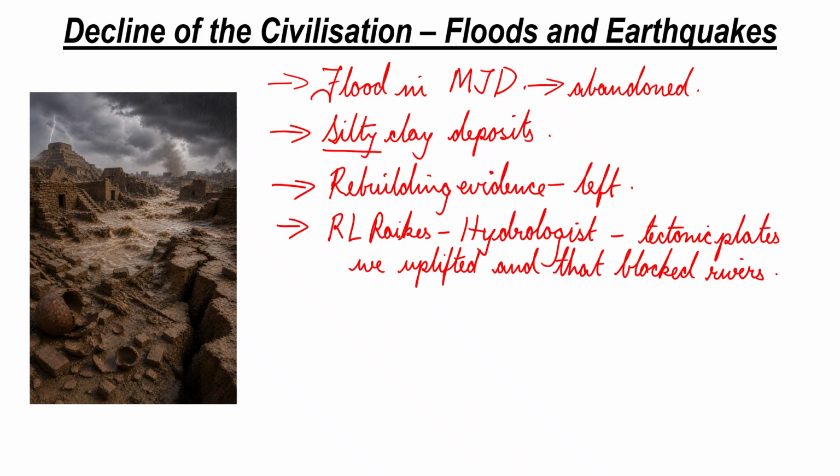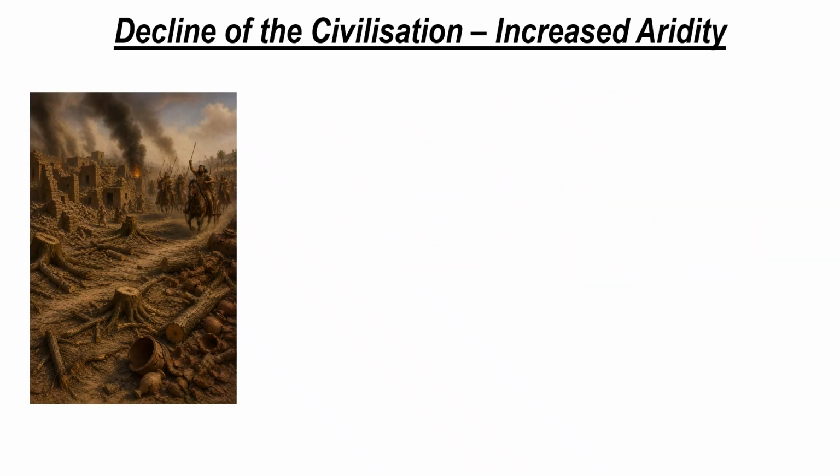Okay, so thus the rivers ceased to exist, and ultimately because of shortage of water people left. So these were the causes or evidences behind floods and earthquakes. Now we will see how did increased aridity help in the decline of Indus Valley Civilization.